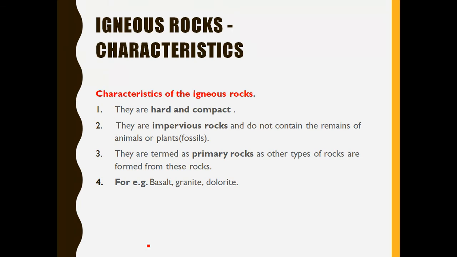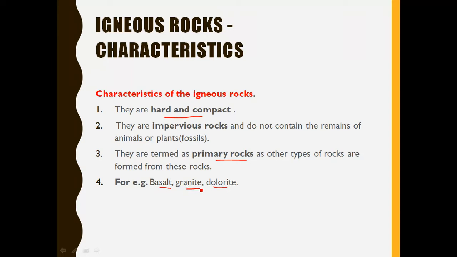Right. So what are the features, the characteristics? One, the igneous rocks are hard and compact. They are very hard and very compact. They are impervious rocks and they do not contain any remains of animals or plants. They are also termed primary rocks. So which are the primary rocks? Igneous rocks, as other types of rocks are formed from these rocks. So what are examples of these rocks? Like basalt, granite, and dolerite.